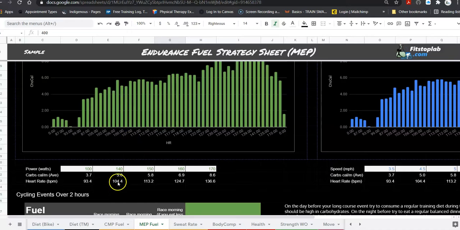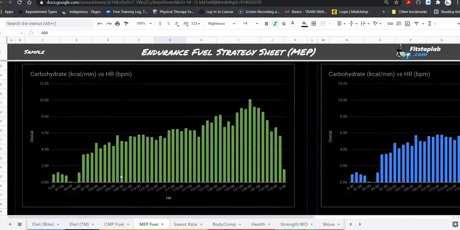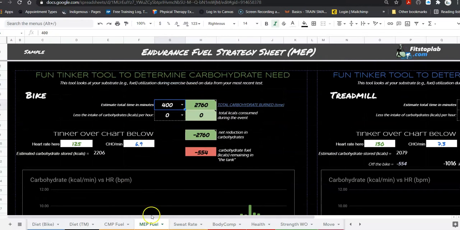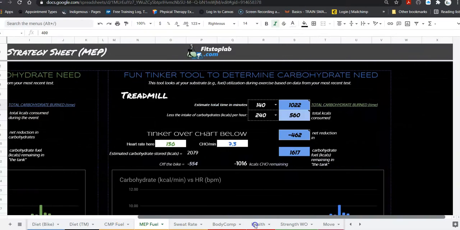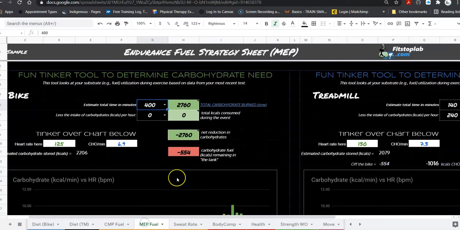Here at 140 watts, now we have 5 calories per minute of carbohydrate. And we can work out the same scenarios, but maybe a little bit more accurate as far as putting together a strategy for your ultra distance type of event. So again, this is your endurance fuel strategy based off of the CardioMet or metabolic efficiency profiles.